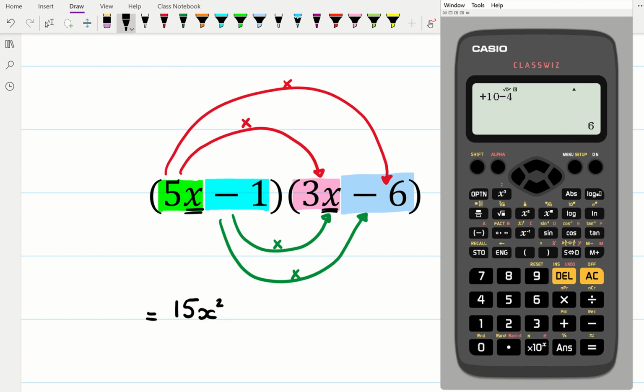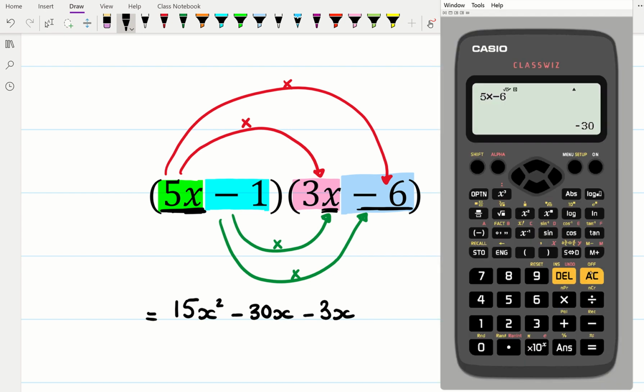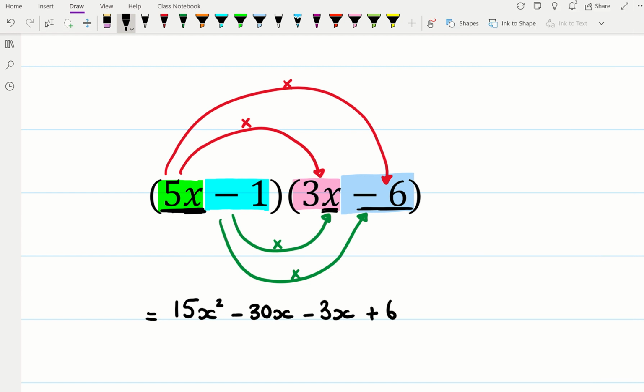5x times negative 6 is negative 30x. Then negative 1 times 3x is negative 3x. And then negative 1 times negative 6: a negative times a negative gives us a positive, so plus 6. Remember to put the signs. The signs are incredibly important. There has to be a plus or a minus between every term of the answer.